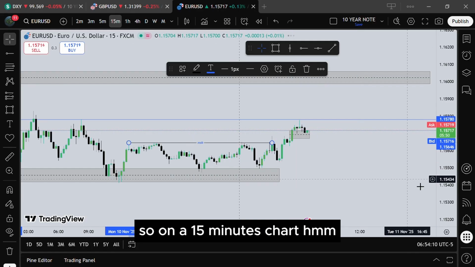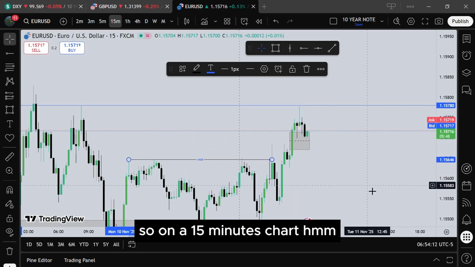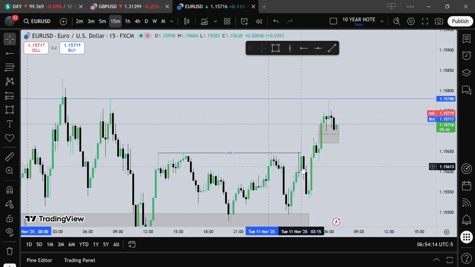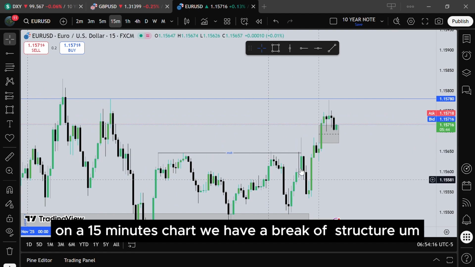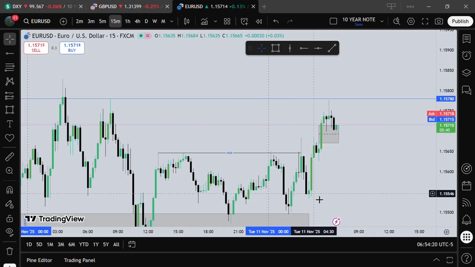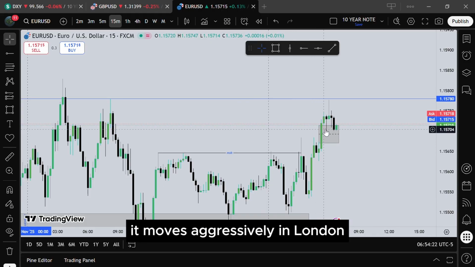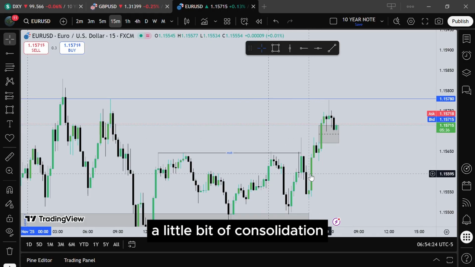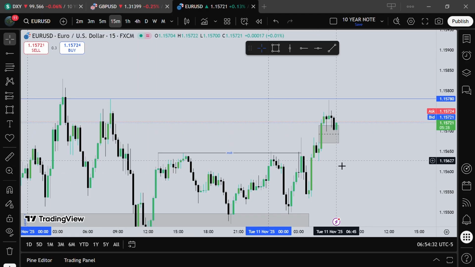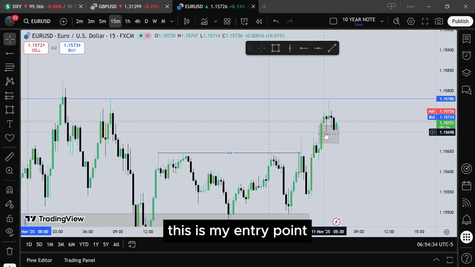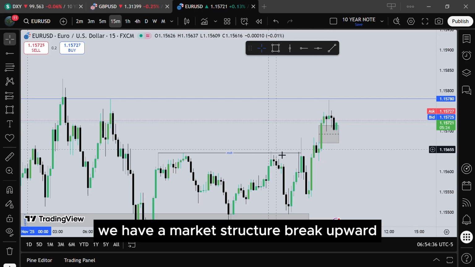So on the 15 minutes chart, that's where the real work is. On the 15 minutes chart, we have a break of structure, a market structure break. It moves aggressively in London, a little bit of consolidation, but entering New York already. This is my entry point. We have a market structure break upward.